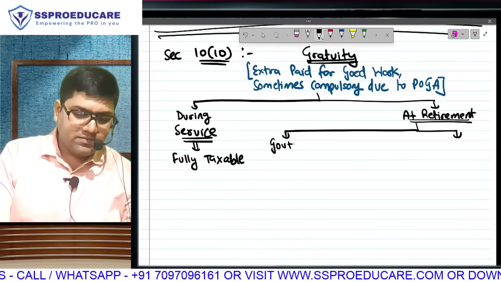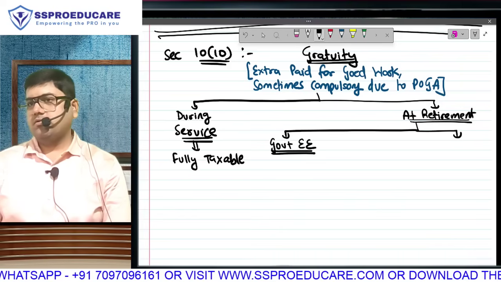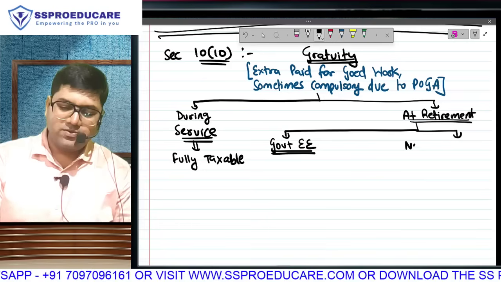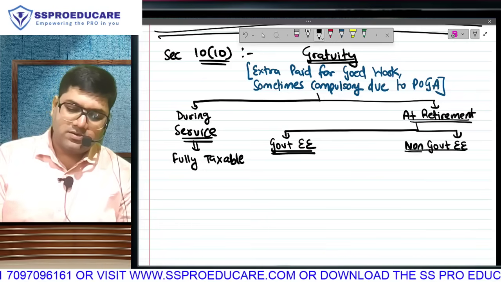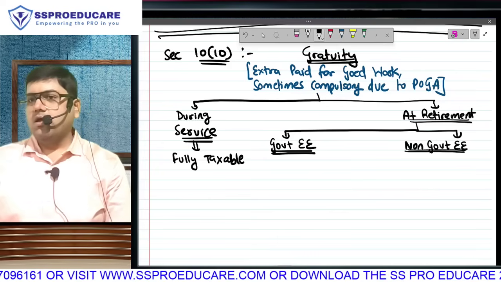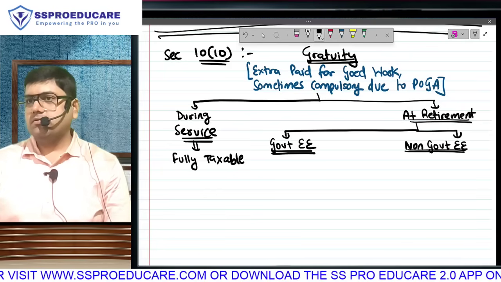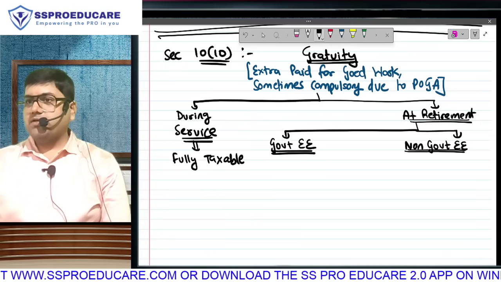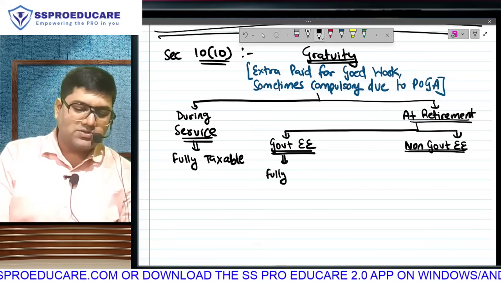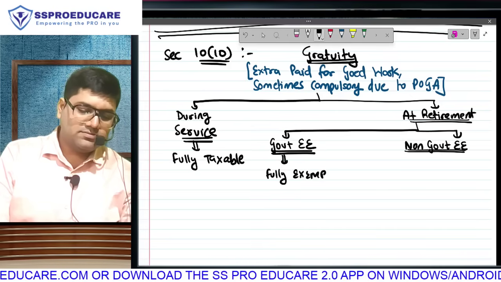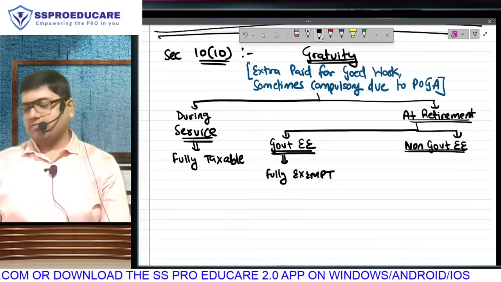Possibility 1, you are a government employee, or possibility 2, you are non-government, private sector. Government employees in our country take birth, why? To enjoy life, to enjoy exemptions. Okay, ladies and gentlemen, a government employee's gratuity is going to be fully exempt. That means A equal to B, C equal to 0.